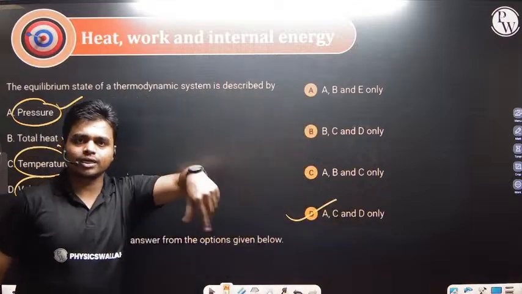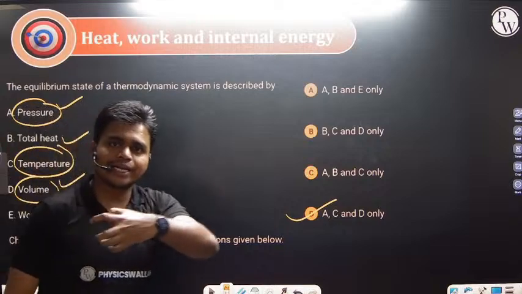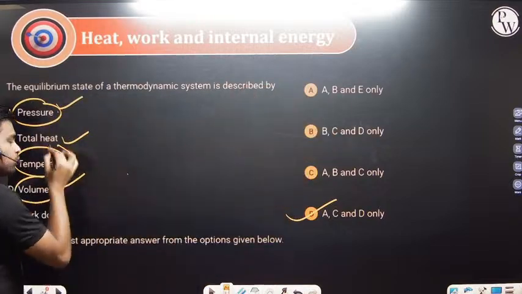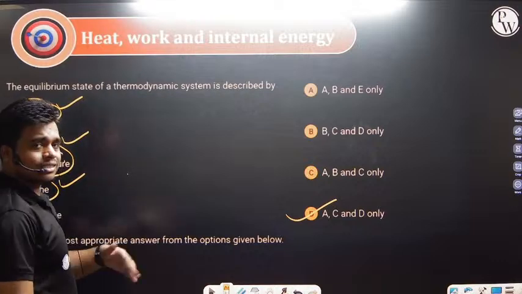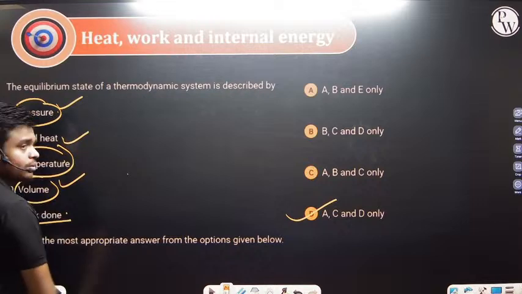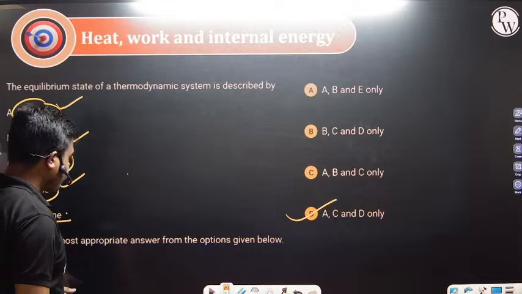What about the work done and heat? They are governing the process from state A to state B. This one will be called a state function, and this one, total heat and work done, will be called a path function.